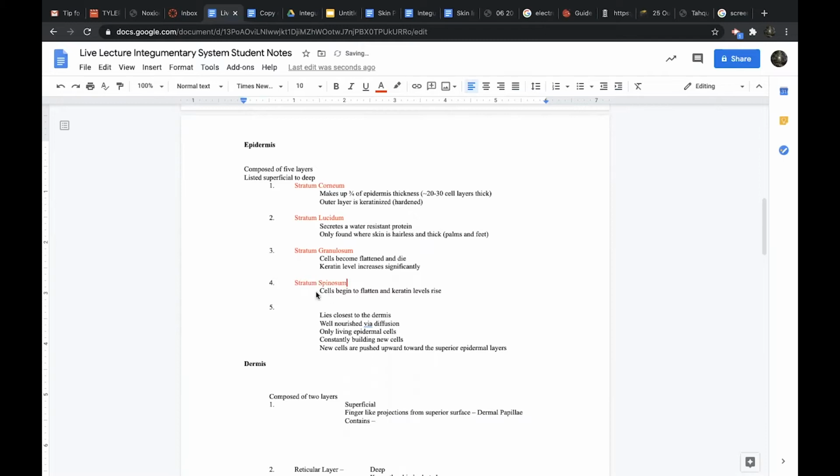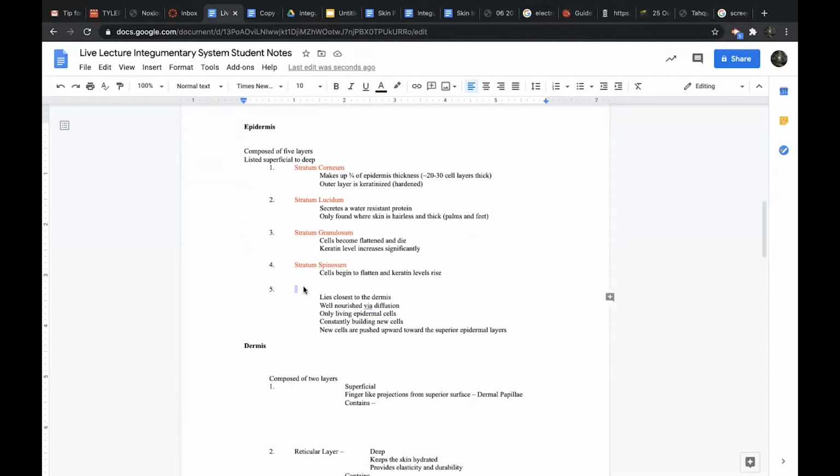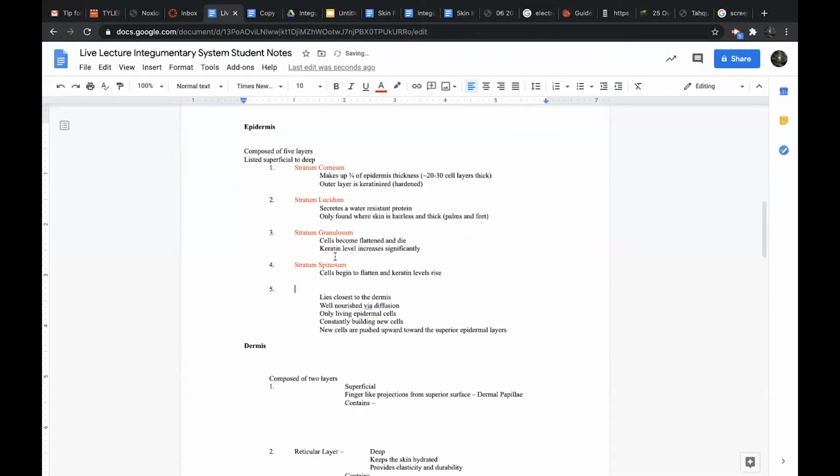And this is where cells begin to flatten out and keratin levels rise. Keratin is that protein that's in our skin that allows it to be hard. It's the same thing that our fingernails are made out of. It's the same thing that your hair is made out of. And interestingly enough, it's the same thing that whale teeth are made out of. So that was random, but there you go. The last layer, the deepest layer here, is the stratum basale.